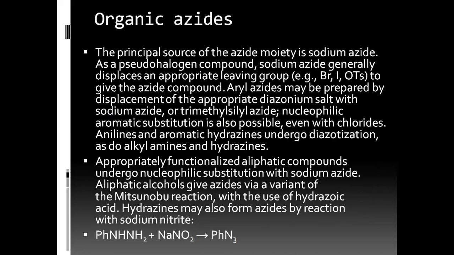Then I explain organic azides. The principal source of the azide moiety is sodium azide as a pseudohalogen compound. Sodium azide generally displaces an appropriate leaving group, for example bromine or iodine, to give the azide compound. Aryl azides may be prepared by displacement of the appropriate diazonium salt with sodium azide, or by nucleophilic aromatic substitution, which is also possible even with chlorides.